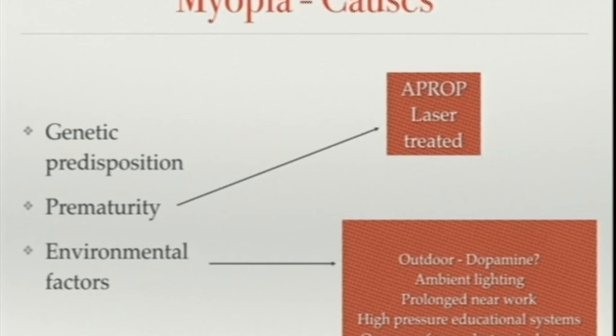More and more evidence points out that as outdoor activity increases, especially exposure to sunlight, the dopamine increases in the retina, and as the dopamine increases, the myopia tendency is reduced. Ambient lighting, reading in very poor light or a dark room, will increase the myopia. Prolonged near work, which all children are doing now, is increasing myopia. High pressure education systems, overuse of near electronic devices. So all these are modifiable factors.